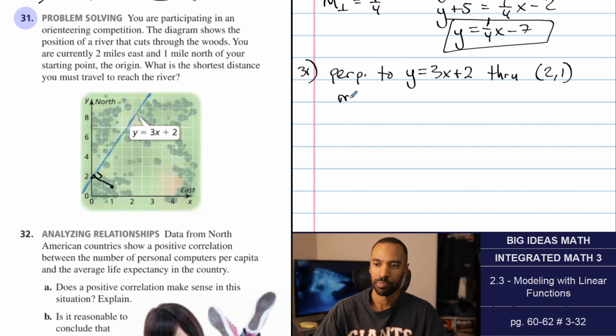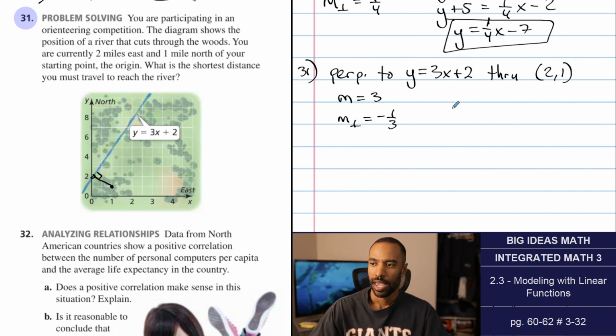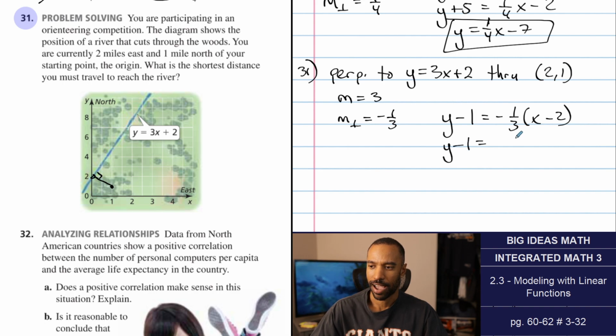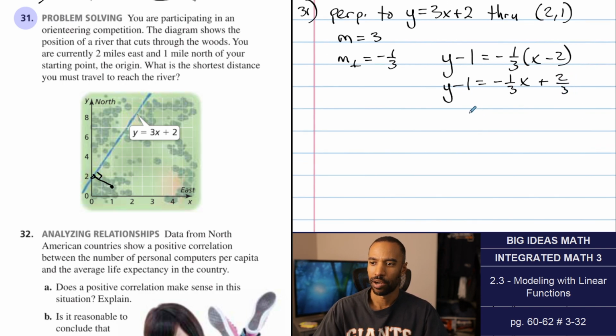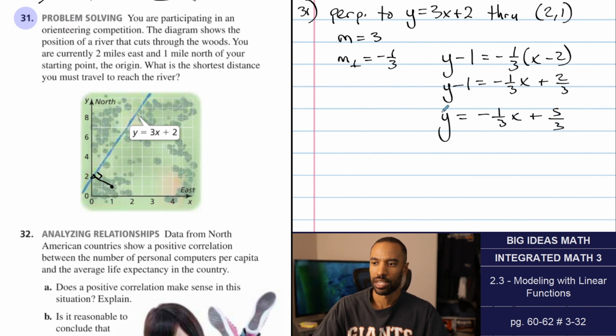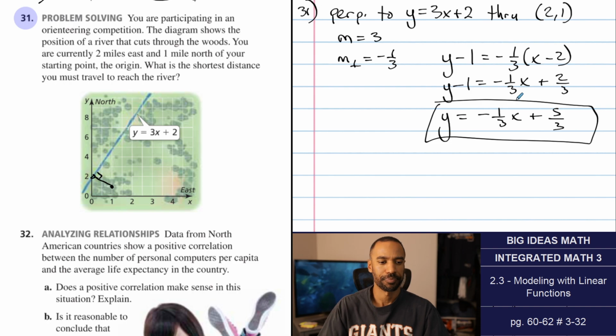So we'll do the same thing as before. I've got a slope of 3. I need the opposite reciprocal slope, which is negative 1/3, and I need to do it through that point. So y minus 1 equals negative 1/3 times (x minus 2). This is negative 1/3 x plus 2/3, and I add 1 over. 1 is 3/3, and 3/3 plus 2/3 is 5/3. So here is the equation of that line.